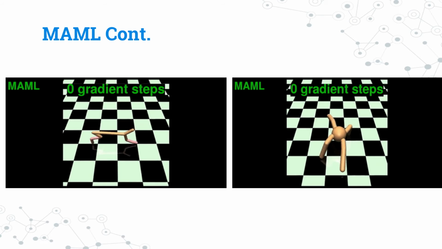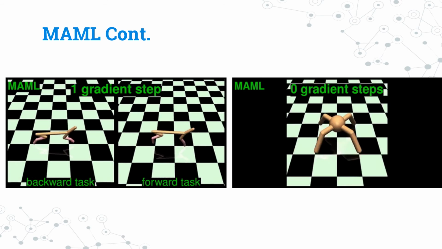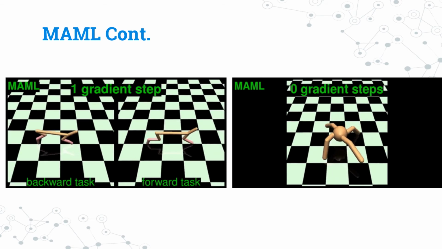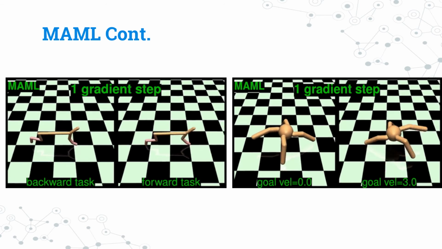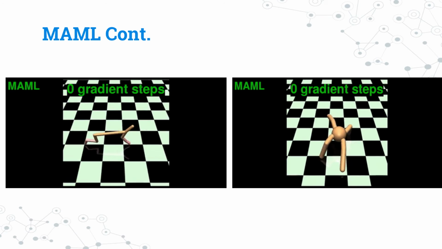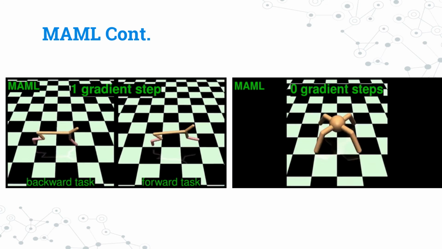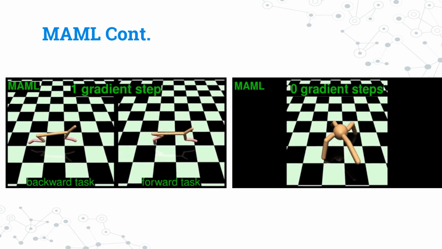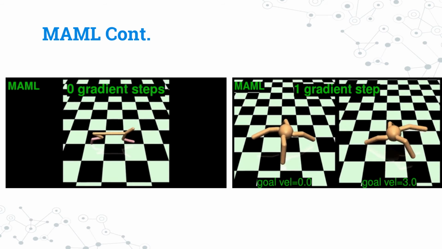So the zero gradient step here, if it goes back to it, you can see it's just sort of walking around. The goal for this environment is to get this spider creature to walk around, and the learner has no information about the dynamics of the spider creature or anything like that. It just has to learn from a reward.